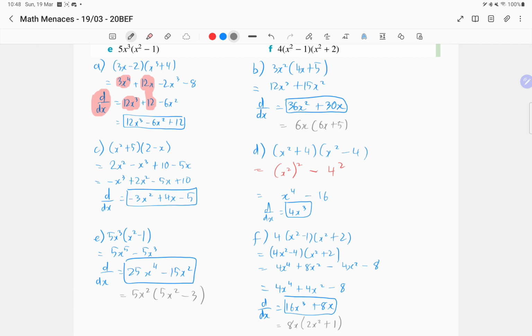Now, what question are you on now, Blake? Question F. Question F, okay. Sarah? 3C. 3C, okay. So finish what you are working on, C for Blake and F for Sarah, then move on to question 4. These questions are not hard, it's just a lot of algebra. So finish that one, move on to question 4. You can do the rest of the questions later at home, you have the answers.